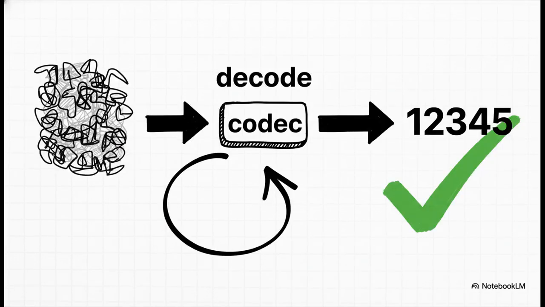And how do you get it back? You guessed it. One more line. When a request comes in with that public ID, you call decode, and you get your original internal ID back. Guaranteed. The round trip is perfect.